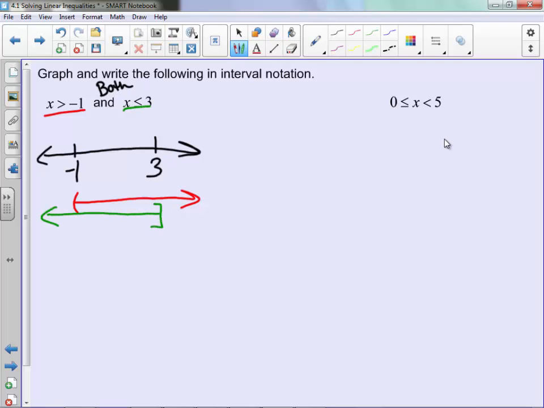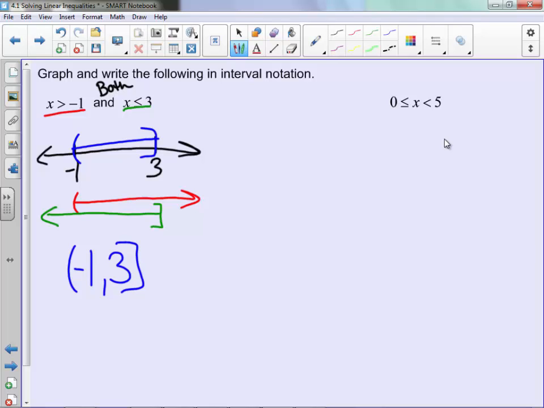And then this other one. So now we've got both of them drawn, but we want to know where we have both of them, because it's and. So where do we have both lines? From here to here. So that would be our answer for our graph. And then in interval notation, we want from -1 up to 3.